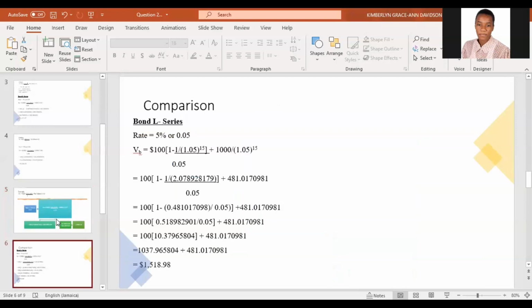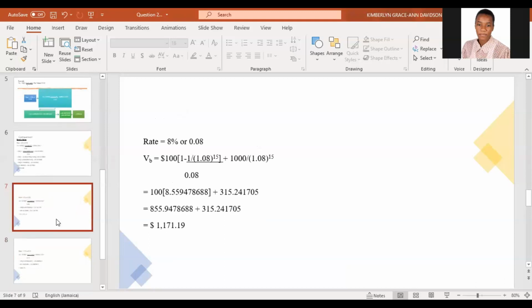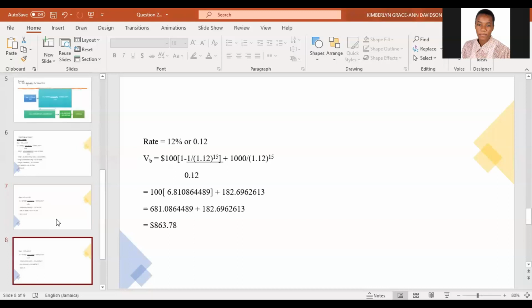For the L series, in comparison to the S series, at 5% the value will be equal to $1,518.98. We're using the same formula, while the 8% will be equal to $1,171.19, and 12% will be equal to $863.78. I'll now hand over to Brittany.